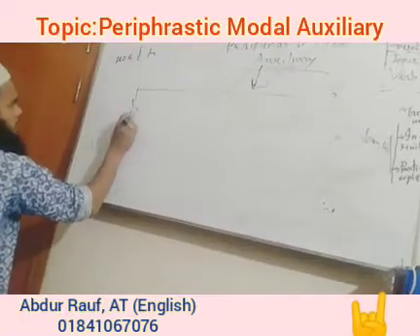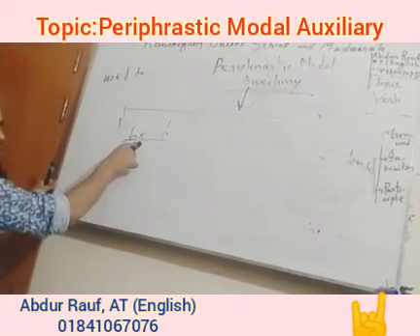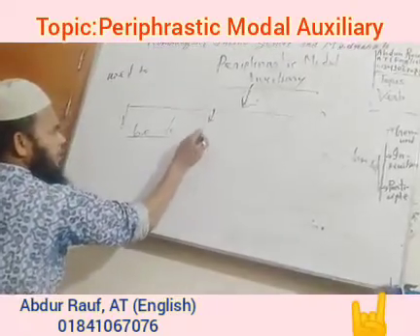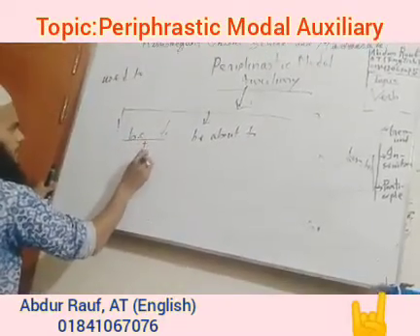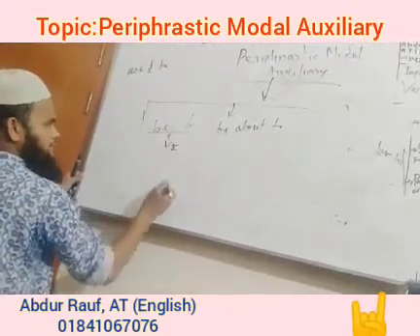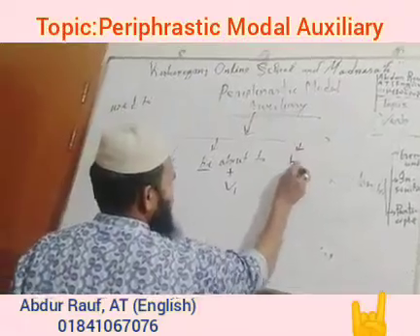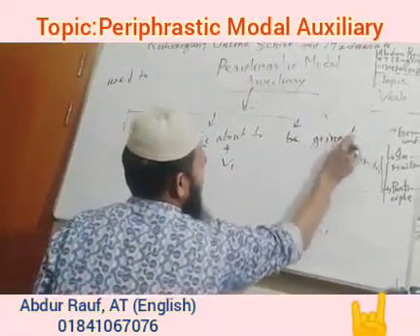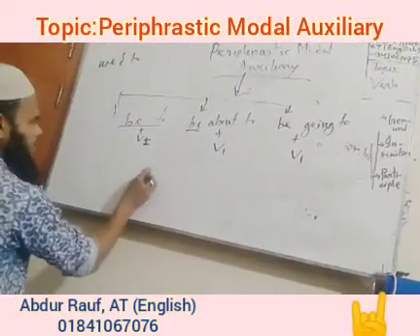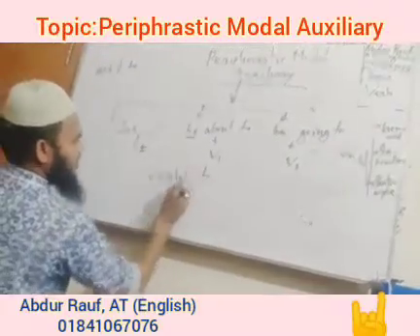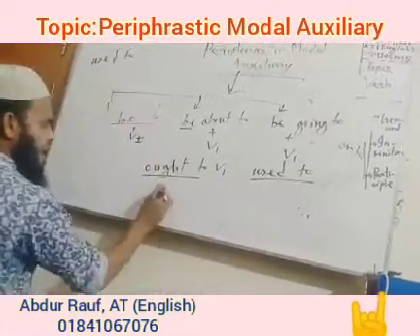There are only 6 parts. To be to, that is am to, is to, are to, was to, were to, and be about to, plus verb 1, the verb in base form. Be about to, here also the verb in base form. Be going to, and here also verb 1, that is the verb base form. Ought to, this is modal, and verb in base form, and used to, this is modal, and have to.